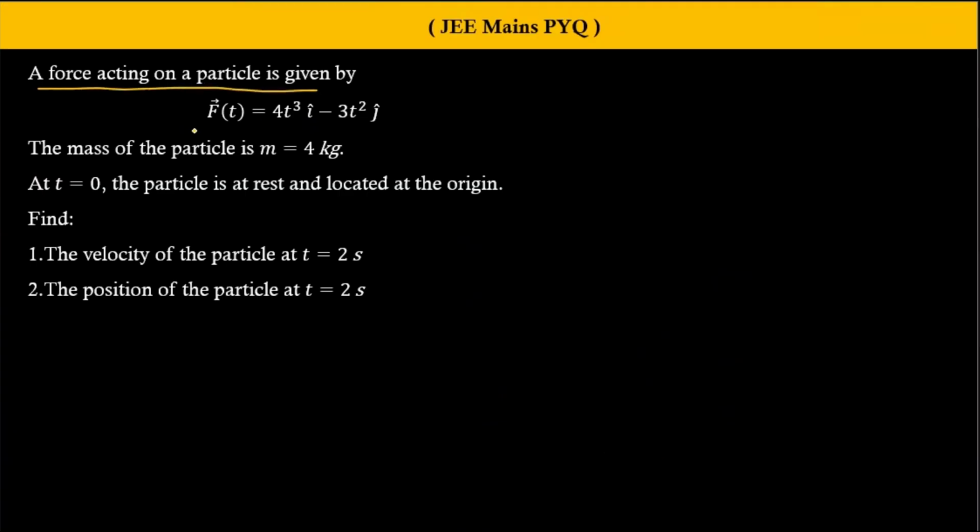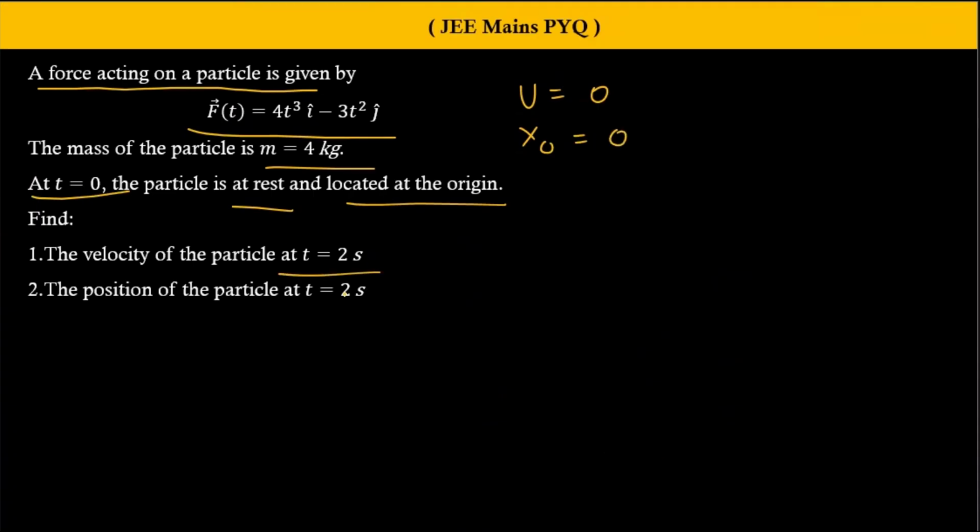Force acting on a particle is given by this. Mass of the particle is given. At t equal to 0, the particle is at rest, located at the origin. So initially it is at rest, u is equal to 0 and initial position is 0. We need the velocity of the particle at 2 seconds and the position of the particle at 2 seconds. The question is very easy. Force is given, we have to find velocity and position, and mass is also given.